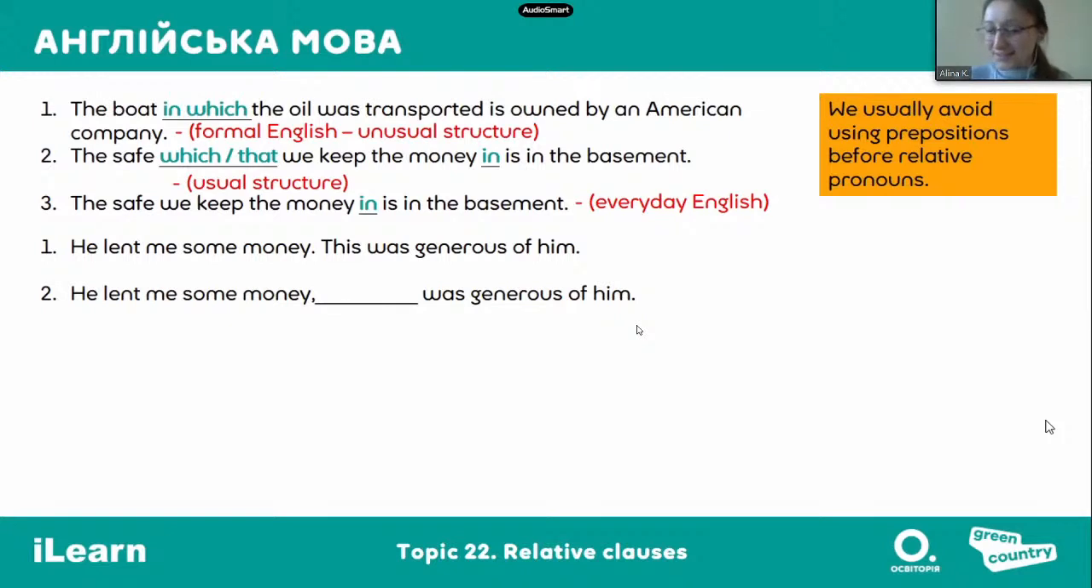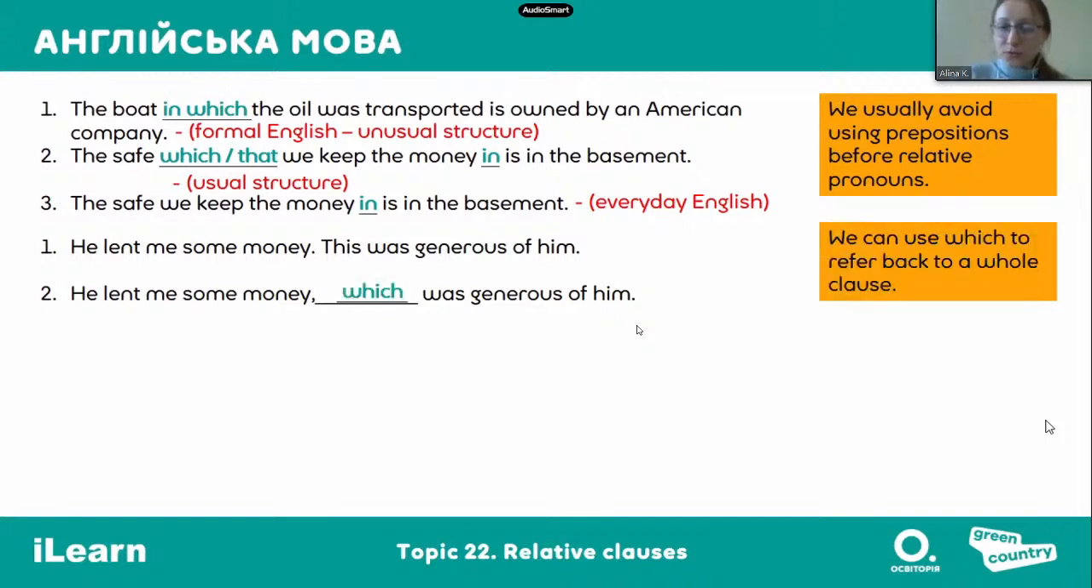That is a hint to you. There is a comma before this relative pronoun. We haven't discussed this today yet, but if we have a comma, which, only which. Yes, so we can use which to refer back to the whole clause. For example, he lent me some money, which was generous of him. So in this example, which does not describe money, but it describes the full clause.